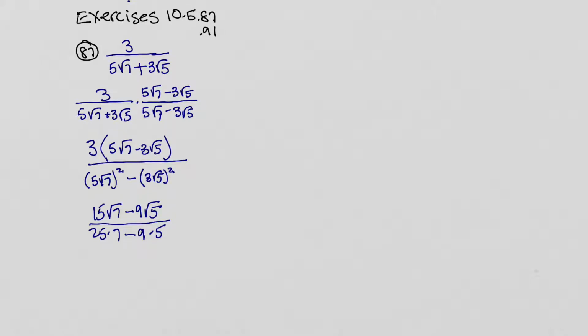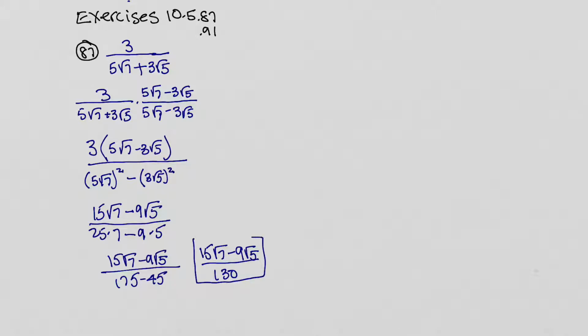Now in the top, we can't really do anything. We've got square roots of 7 and square roots of 5. Those are different. I've got 15 of these, minus 9 of these different things. So I can't really do anything there. So let's just rewrite that. We're going to have 15 square roots of 7 minus 9 square roots of 5. But in the denominator, we get 25 times 7, which is 175, minus 45. So this is going to give us 15 square roots of 7 minus 9 square roots of 5 all over 175 minus 45, which is 130. And I think that's probably the best we can do.